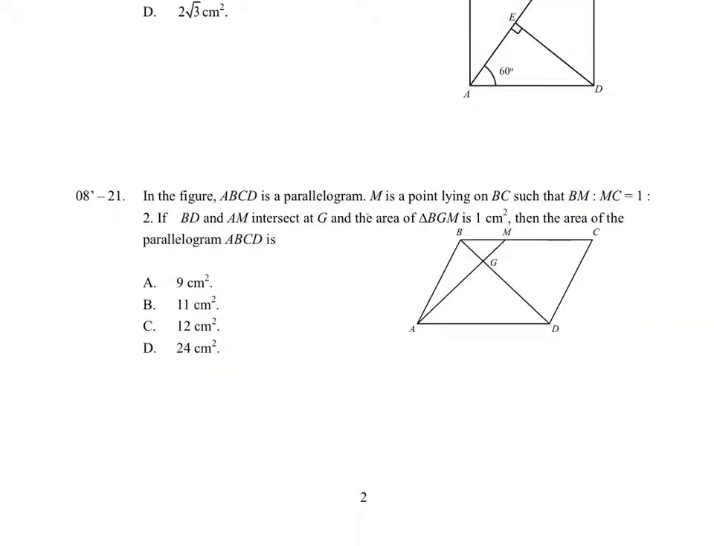Next example we are going to illustrate is from 2008. Once again, the question is about a parallelogram, which hints at parallel lines as well as similar triangles. You also have the ratio BM to MC is 1 to 2, and you are given the area of triangle BGM is 1, and at last you're asked to find the area of parallelogram ABCD. So now I put the information in my picture. I have 1 to 2 here, and the area of triangle BGM is equal to 1.